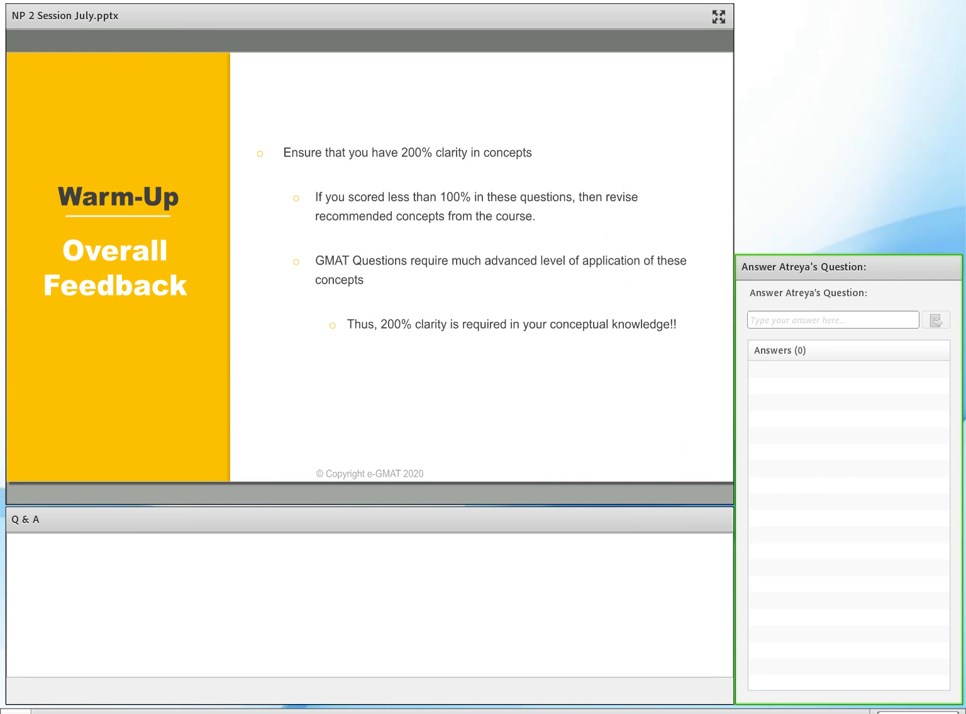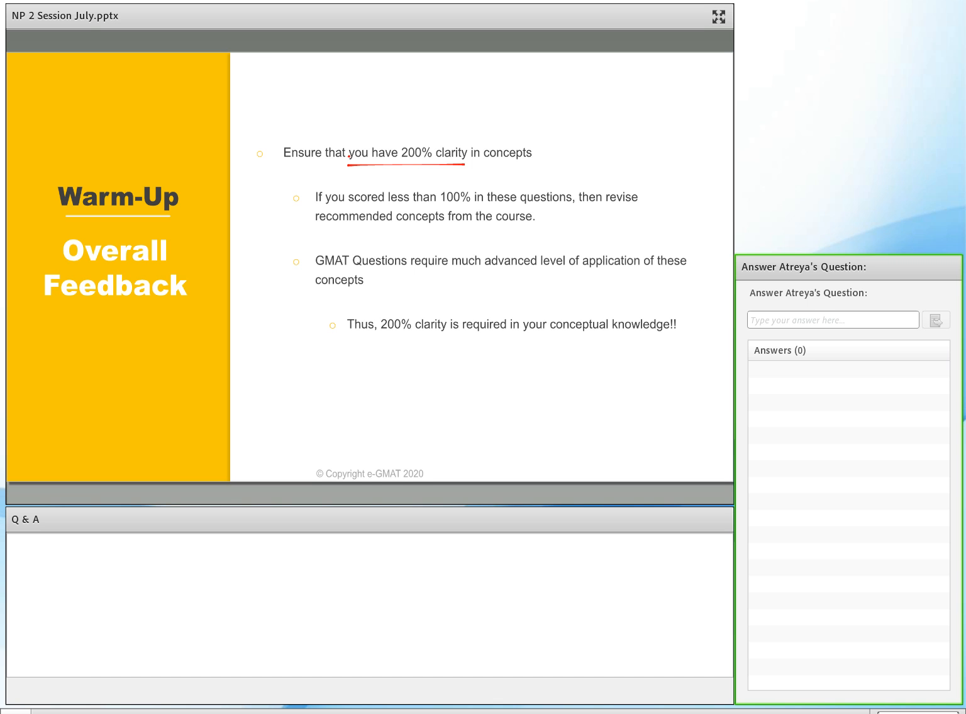We'll end warm up. Now, in this warm up, two very important things. We got to know that you have to make sure that your concept clarity is at that 100%. We rather say that keep that at 200%. Also understand that these are easy questions. If you're appearing for the GMAT, if you want a good GMAT quant score, the questions that you would be getting would be much more difficult than these ones. The application of the concepts is much more difficult. So please make sure you understand the concepts in and out.